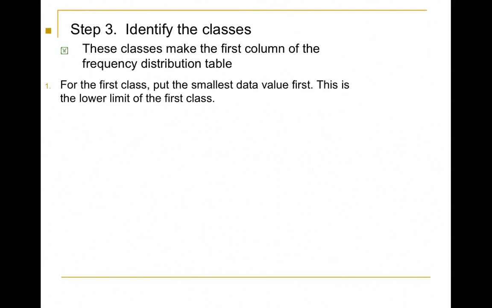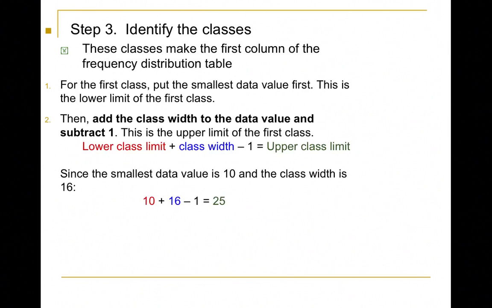Okay, so to find the very first class, which is the first row, we're going to put the smallest data value first, and that is considered the lower limit of the first class. Our smallest data value in this example is 10, so 10 is the lower limit of the first class. Then what we do is we add the class width to that 10, and then subtract 1, and that's the upper limit of the first class.